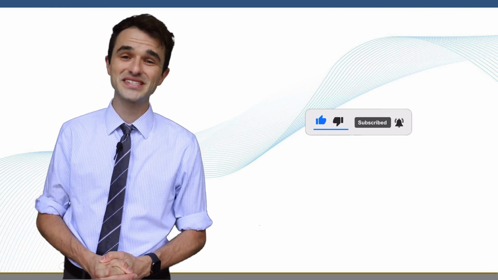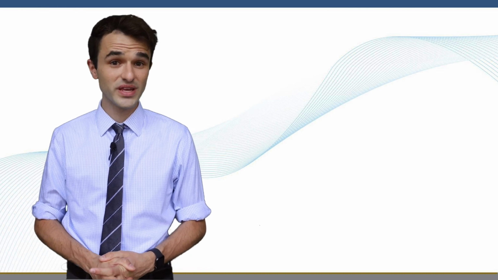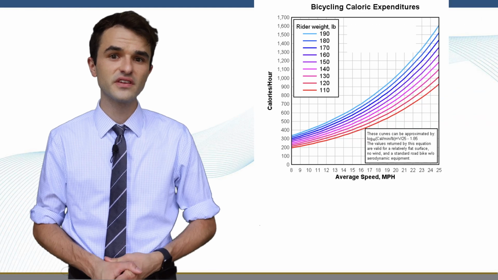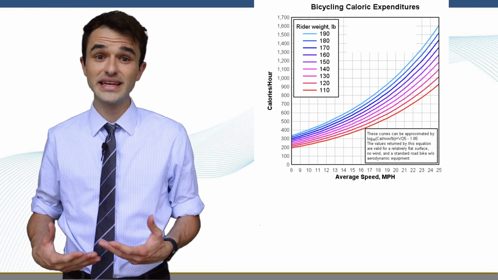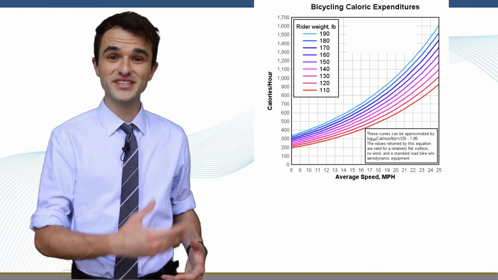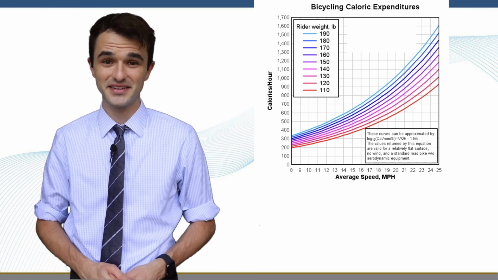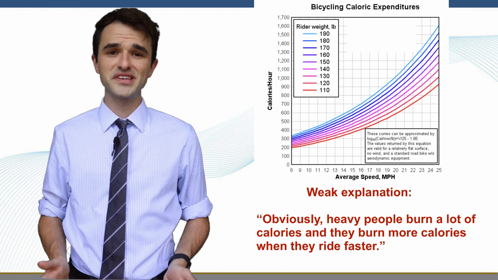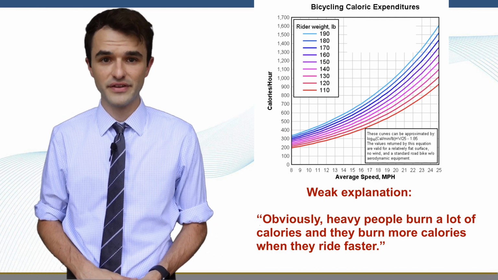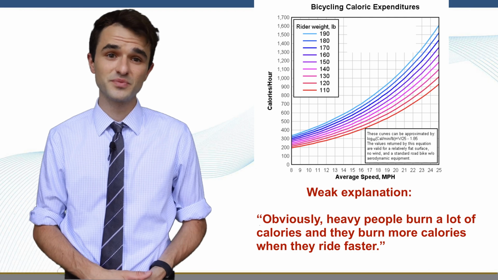Thanks. Now on to example graph 2 with a weak explanation, then a strong explanation. For this second example graph, we can see how body weight impacts bicycle riders' calorie burn rate. Here's a weak explanation of this graph. Obviously, heavy people burn a lot of calories, and they burn more calories when they ride faster.